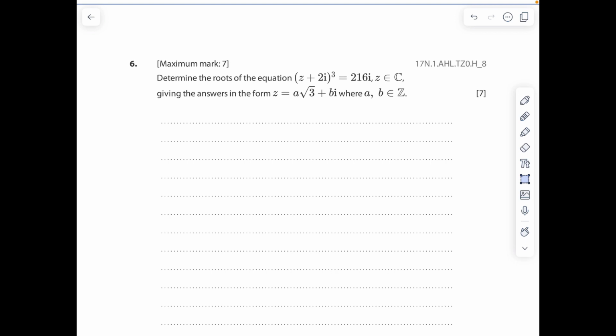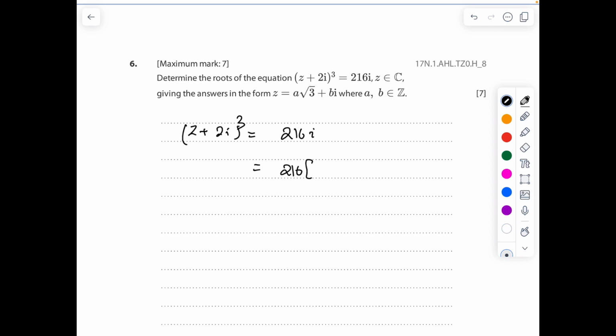Coming to question number 6, what he is asking is: determine the roots of the equation (z plus 2i) whole cube equals 216i, giving your answers in this form. So z plus 2i whole cube equals 216i. That 216i is written in the form of 216 times (0 plus 1 times i). So (z plus 2i) whole cube equals 216, cos π/2 plus i sin π/2.